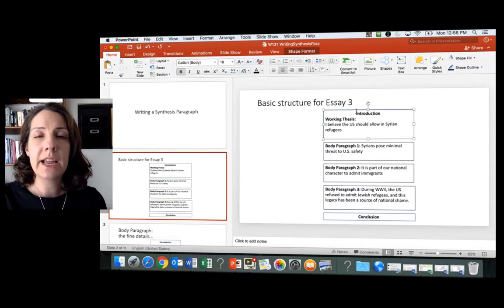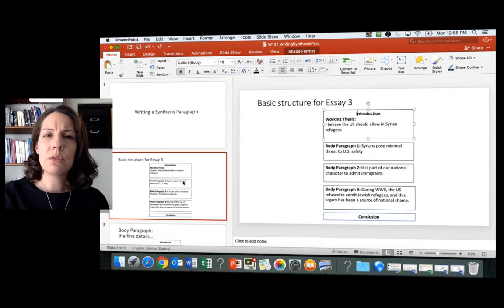For this paper, I'm then going to have three paragraphs providing supporting evidence. Those paragraphs will be based around three different reasons for my argument. Body paragraph 1 is going to discuss that Syrians pose a minimal threat to U.S. safety. Body paragraph 2 is going to argue that immigration is a part of our national heritage. And body paragraph 3 is going to argue that during World War II, the U.S. refused to admit Jewish refugees and that this legacy has been a source of national shame. And then I'll conclude the paper.